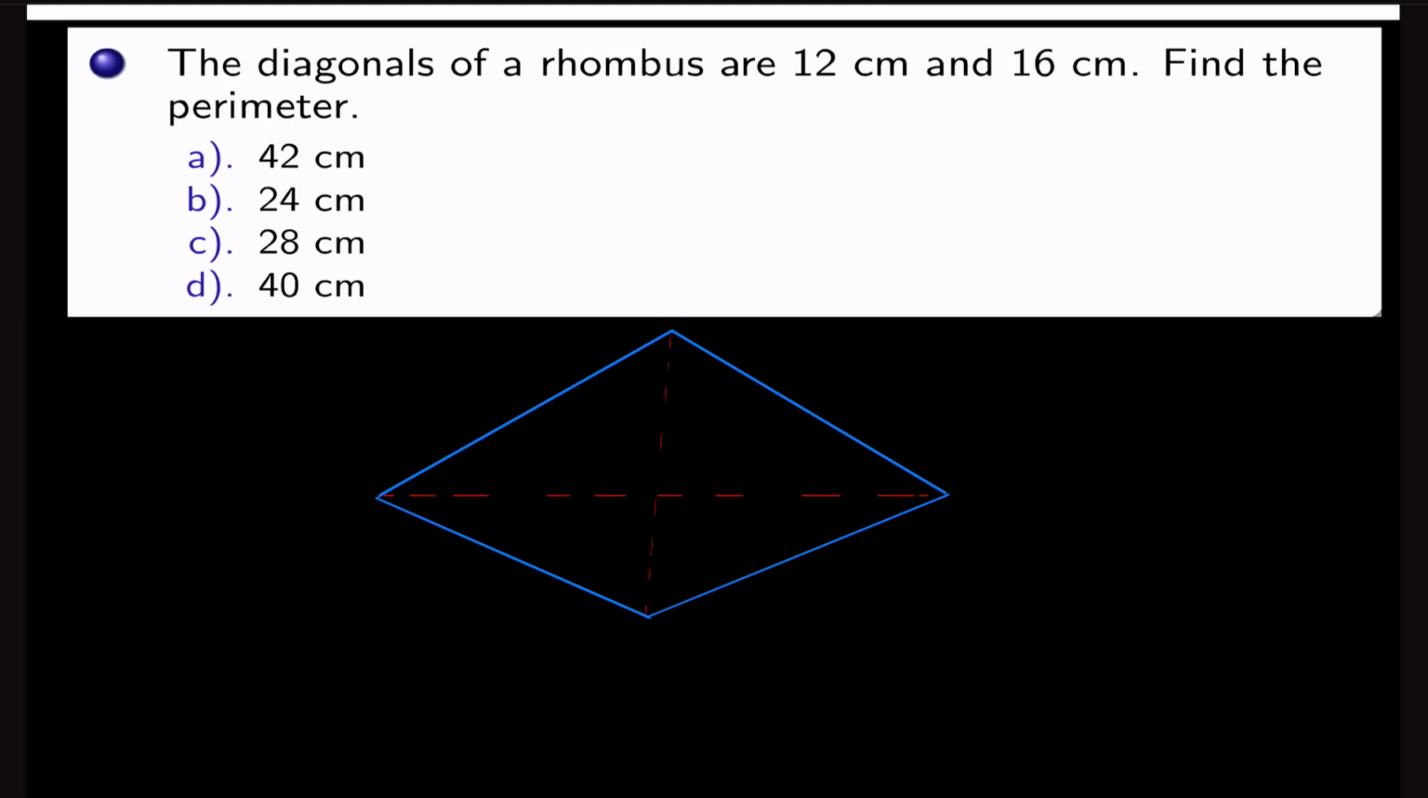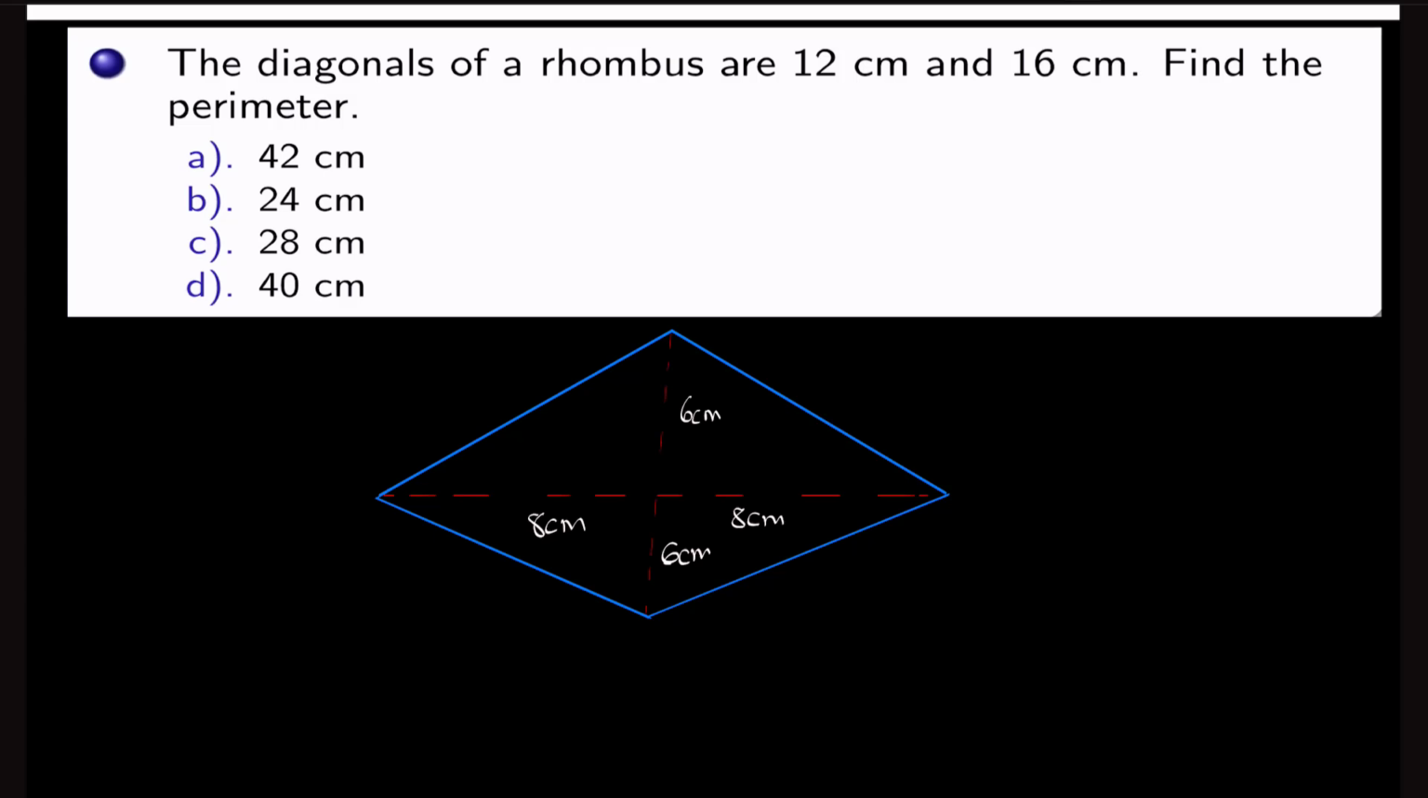So now since it's a rhombus, these diagonals will intersect at right angle. And so this distance will be half of the entire distance, and same for this one. This distance will be half of the entire distance. So here will be 8 centimeters and here will be 8 centimeters. Here will be 6 centimeters and 6 centimeters.